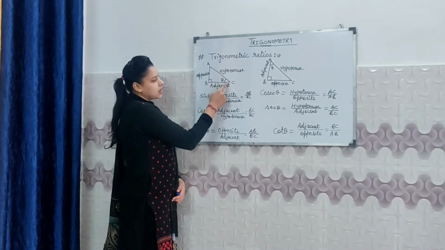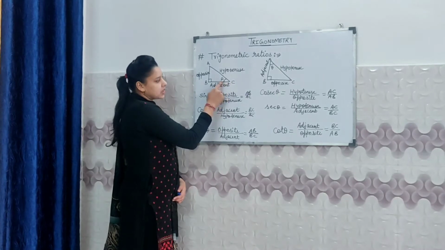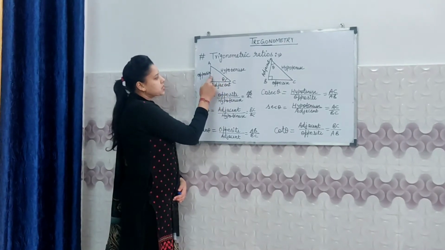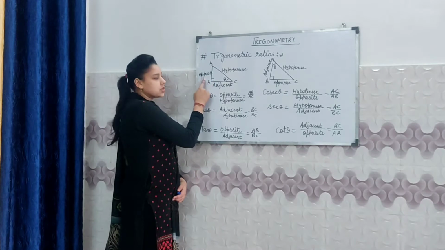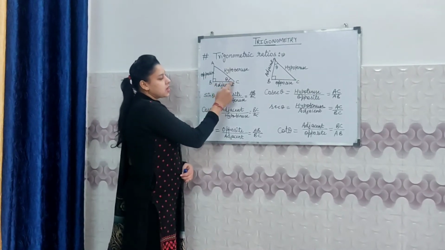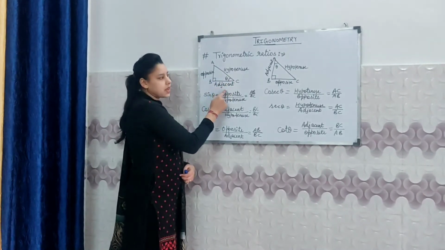In this triangle, we take C as angle theta and its opposite side AB is called the opposite, and side BC is called the adjacent side.